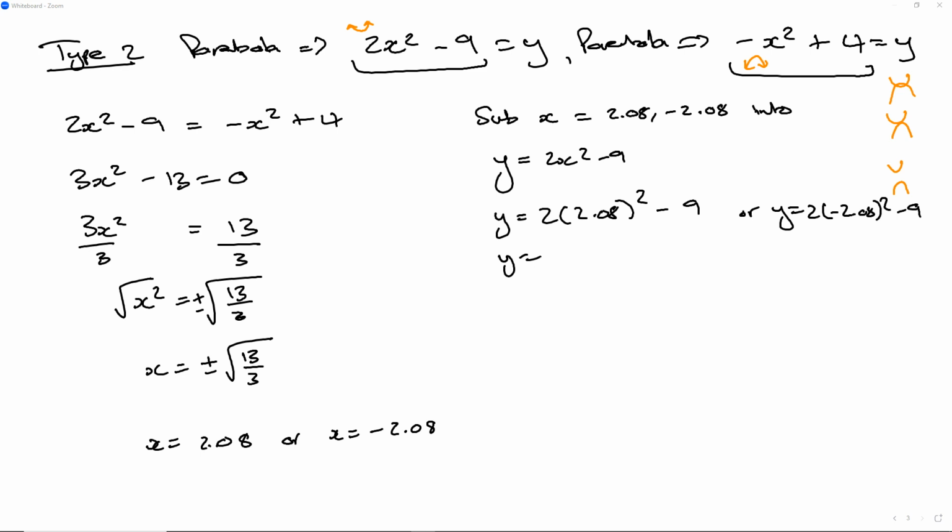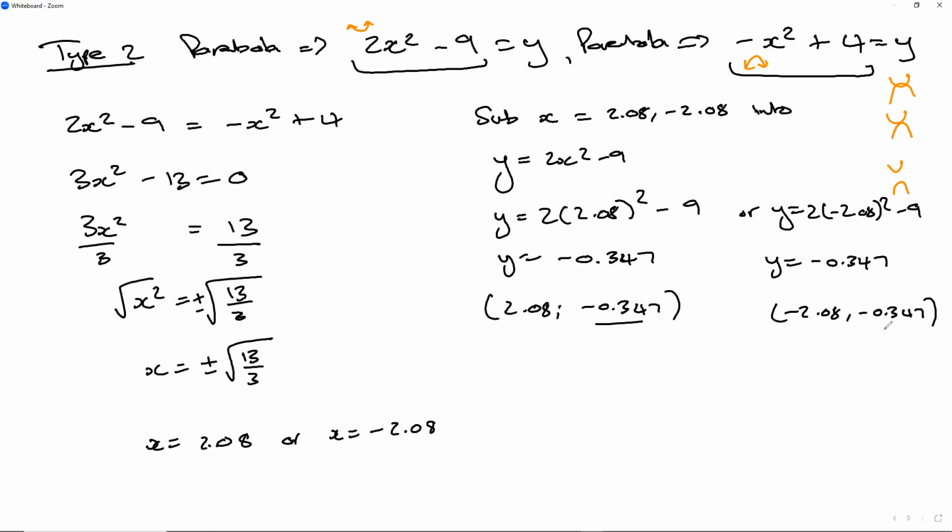So I'll put this on a calculator, and the first answer I get is negative 0.347. And the second one, if the bracket becomes a negative, you'll find it has exactly the same solution, which is negative 0.347, which is the same y value for two different x values. This will be the coordinate 2.08, negative 0.347. This will be negative 2.08 and negative 0.347. And we can see the y values are exactly the same. And how does this even make sense?